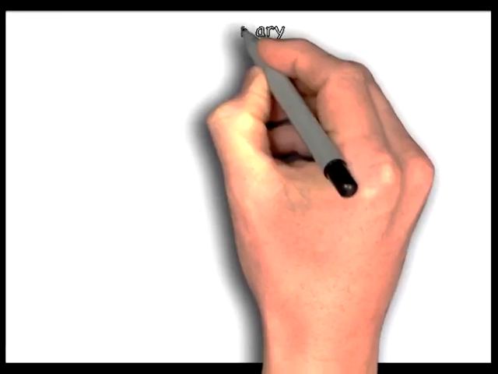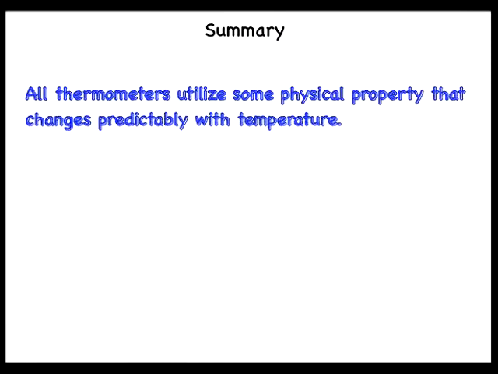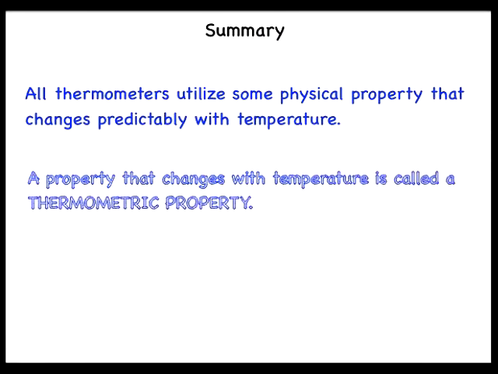In summary, all thermometers utilize some physical property of materials that changes predictably with temperature. Finally, a property that changes with temperature is called a thermometric property.